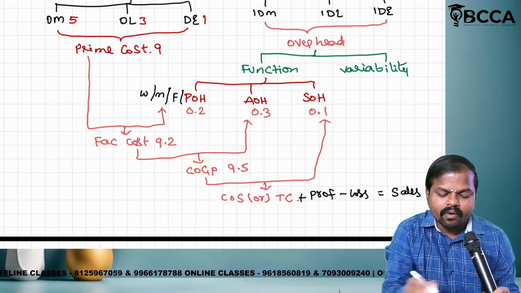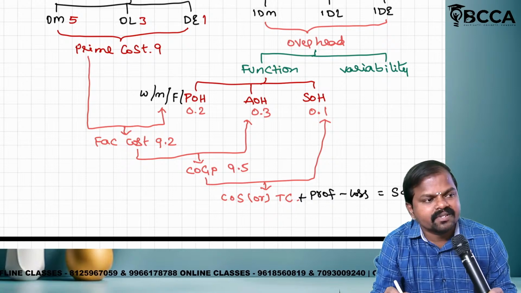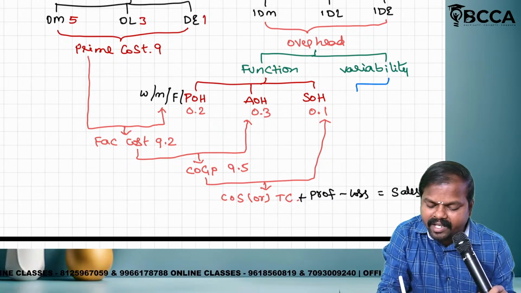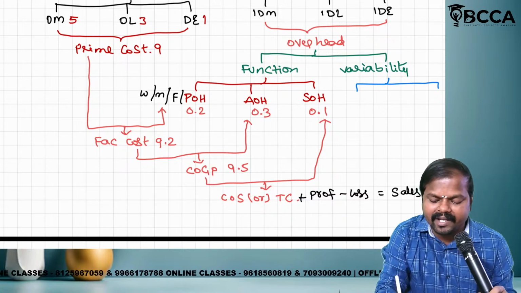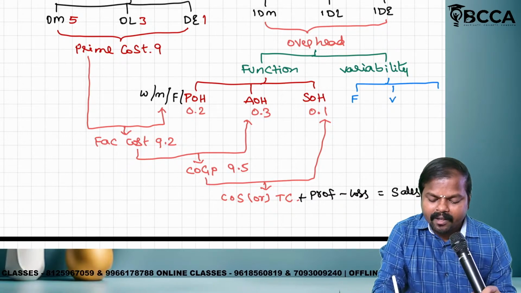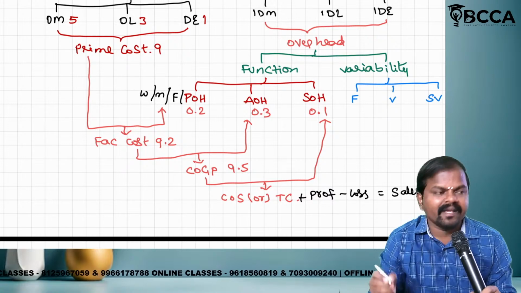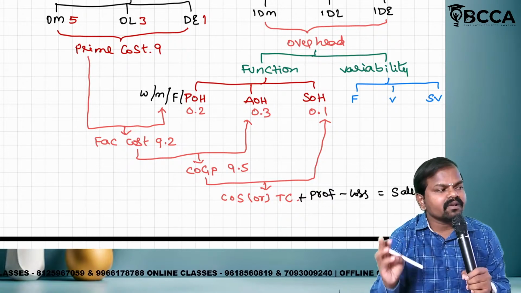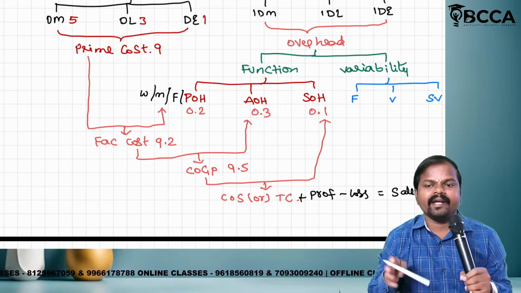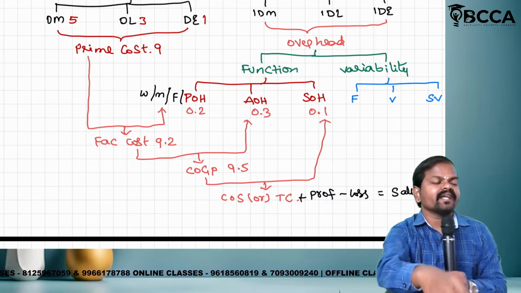But in our previous class, because of technical reasons and time, we did not discuss variability. So overhead is classified into how many types? Two types: based on function and based on variability. Based on variability, three types: fixed overhead, variable overhead, semi-variable overhead. Is it right? Listen carefully.